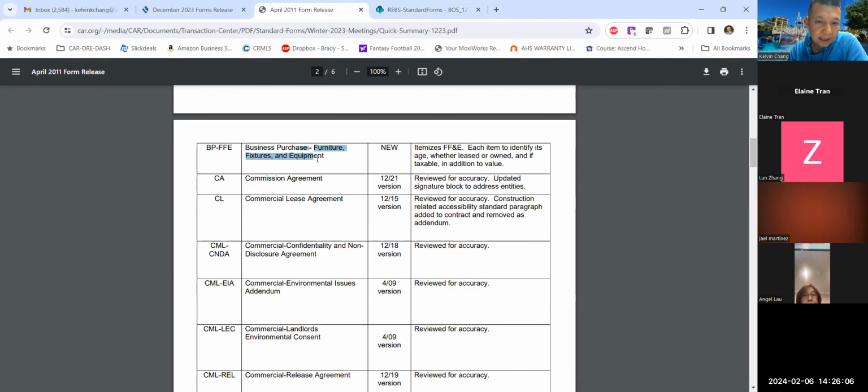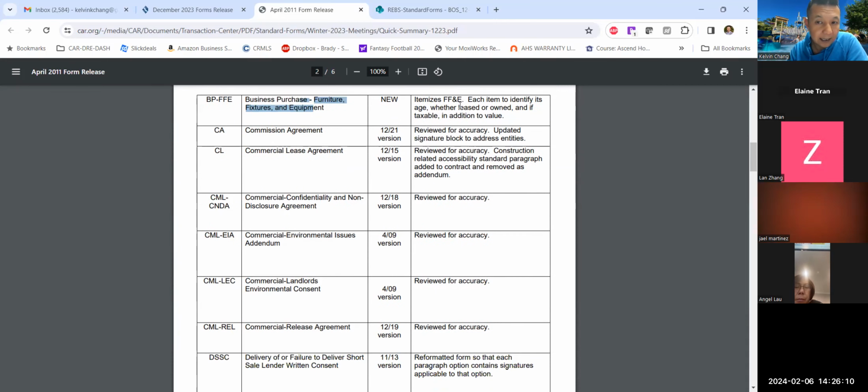Here's the FF&E itemized for each thing, whether it's taxable or not, or leased or owned personal property. So we're not going to discuss businesses like I told you, but this is a brand new form. I like that they're adding and changing and updating for businesses, because prior to this December, a lot of all of this was missing.